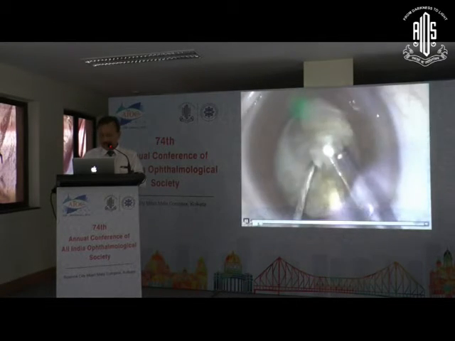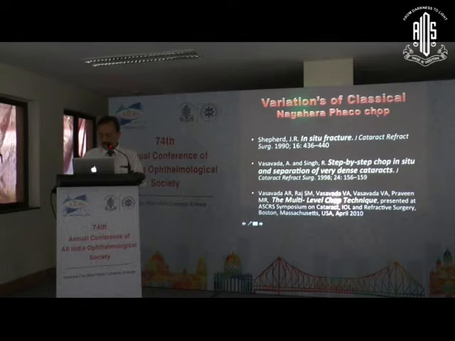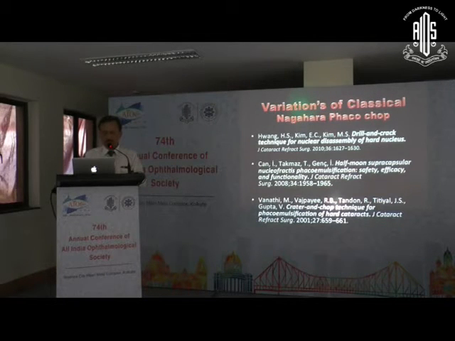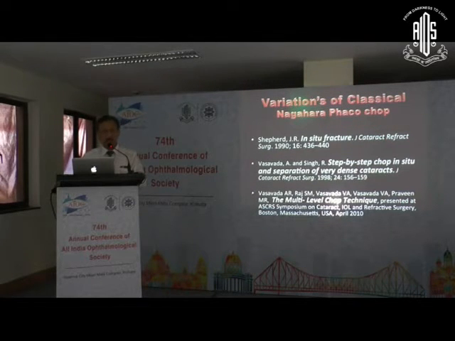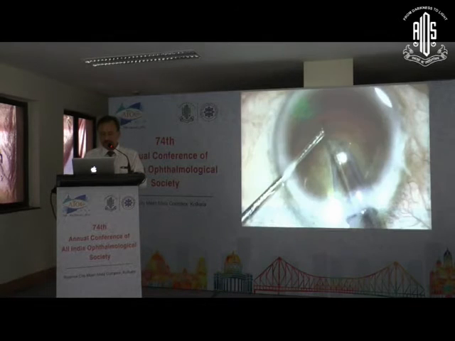Because of these problems, the Nagara's chop underwent many modifications, but even with hundreds of modifications, we are at the same point. We still have to use the mechanics at the center of the nucleus, and we do not get complete segmentation of the nucleus, and then find problems in emulsification.